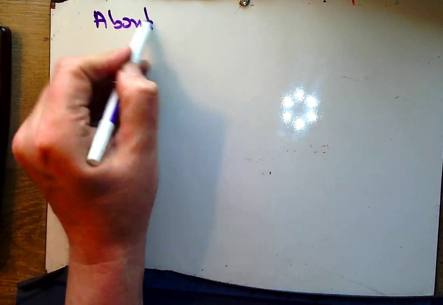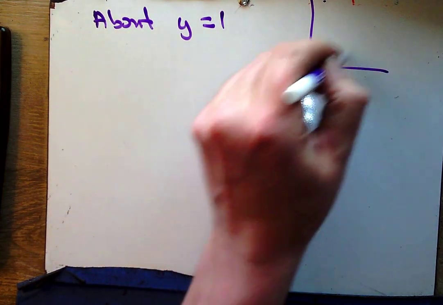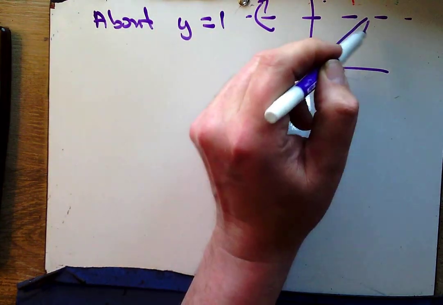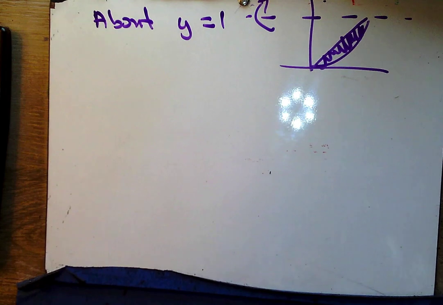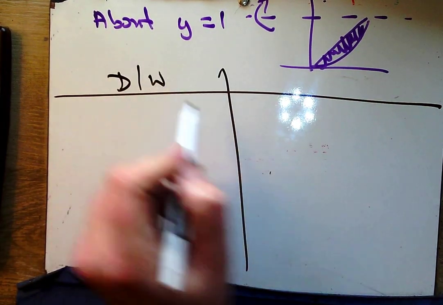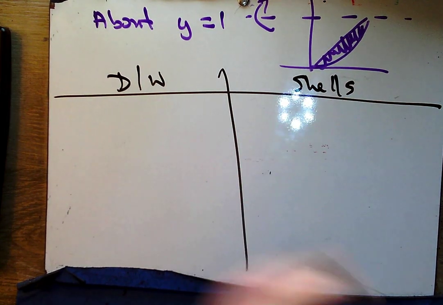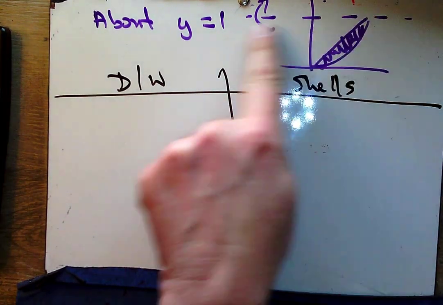Okay, how about we want to rotate about y equals 1. That's my axis of rotation for this region. And again, it's washers and shells. So, show me what that looks like. Rotating this region around that axis.